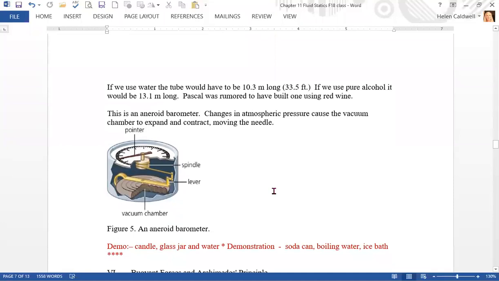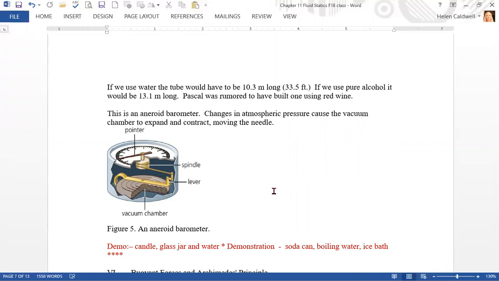If you made one out of water, the tube would have to be over 30 feet long. If you use pure alcohol, it would have to be more than 13 meters long. So we're talking a long way. They say Pascal made one using red wine, but he probably didn't have a vacuum in it. So his wine wouldn't have gone up as high as you would imagine because there'd be a little trapped air inside. But still, it allows you to predict variations in atmospheric pressure.